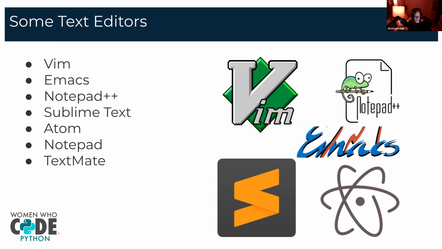So you're going to have some which will be cross-platform, like Vim and Emacs. Some mostly cross-platform, like Atom and Sublime, and some which are only on one platform.